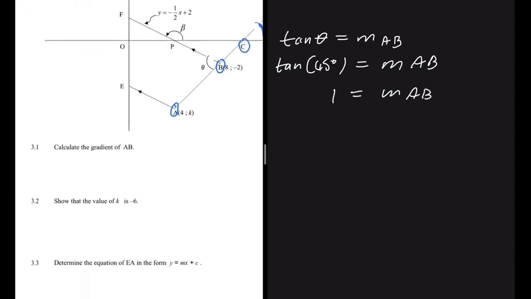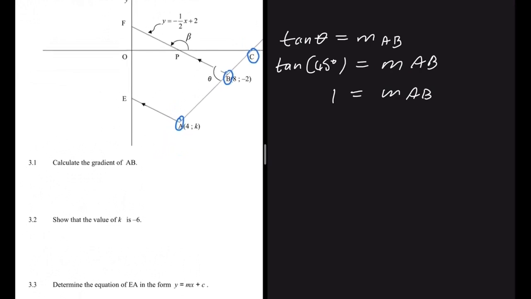And then 3.2 says show that the value of K is minus 6.